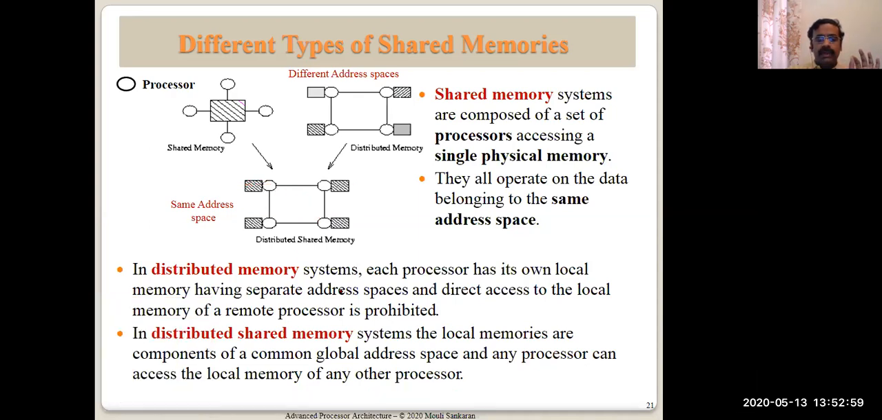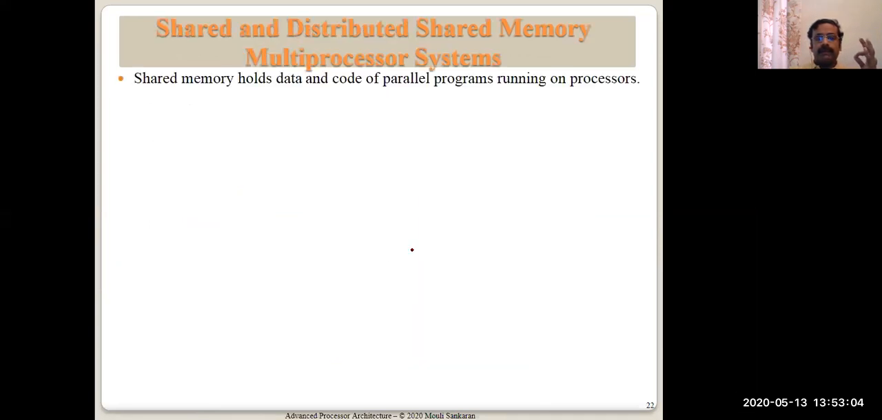Let me explain some more details. Then we'll go into more explanation. So shared memory holds data and code of parallel programs running on processors. Let me explain this. Once I say shared memory, that means multiple processors are accessing it. And I'm not saying whether distributed or not. It doesn't matter. Distributed means it will take more time, but shared memory means multiple processors are involved. It is shared between multiple processors.